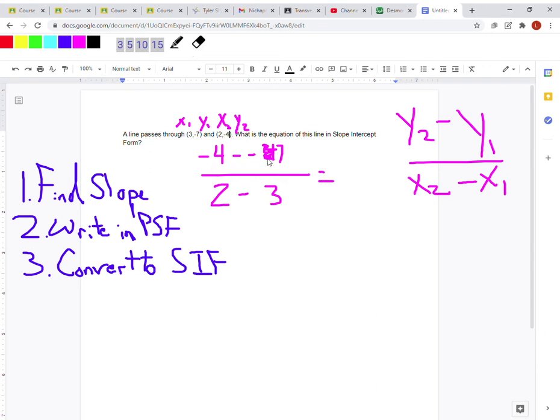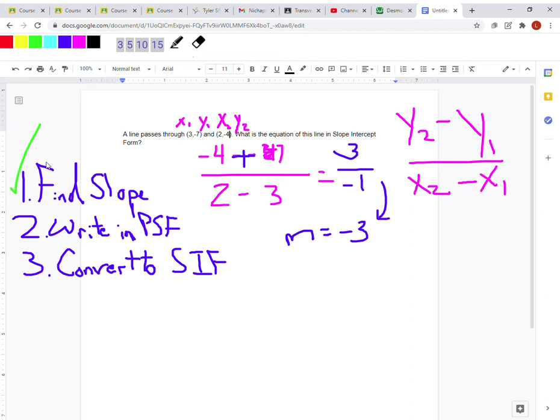-4 minus -7. Well, that may as well say plus. The 2 lines combine to form a plus sign. -4 plus 7 gets us 3. And in our denominator, 2 minus 3, we get -1. Well, 3 over -1, that could be simplified to just be written as -3, right? So that is our slope, our m value, if you will. So that's step 1 down.